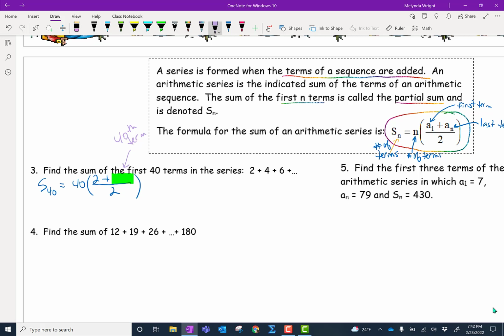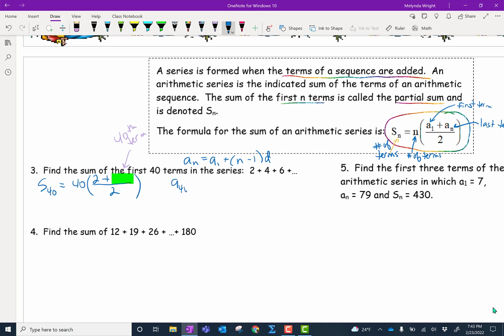Okay, great. So to find the 40th term, it would be to our advantage to use our formula for a sequence. Let's write that down here: a sub n equals a sub 1 plus n minus 1 times d. Okay, great. So let's work on the 40th term.